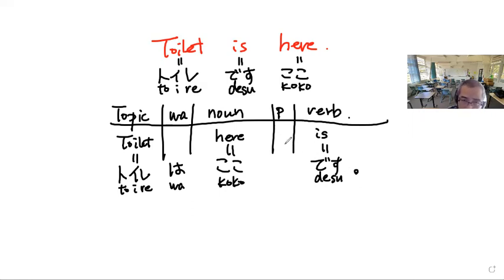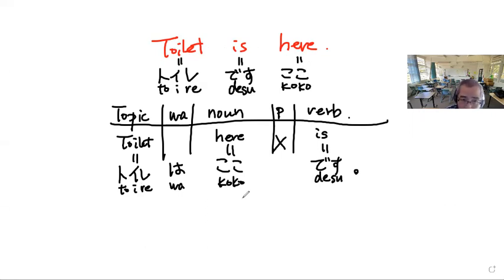Then you might say, sensei, what about the particle? Okay. The particle is like the prepositions in English, such as in, on, at, to, from, with. So in the original sentence, we don't see that kind of preposition. So in this case, let's leave it. Okay. トイレはここです。That means toilet is here.